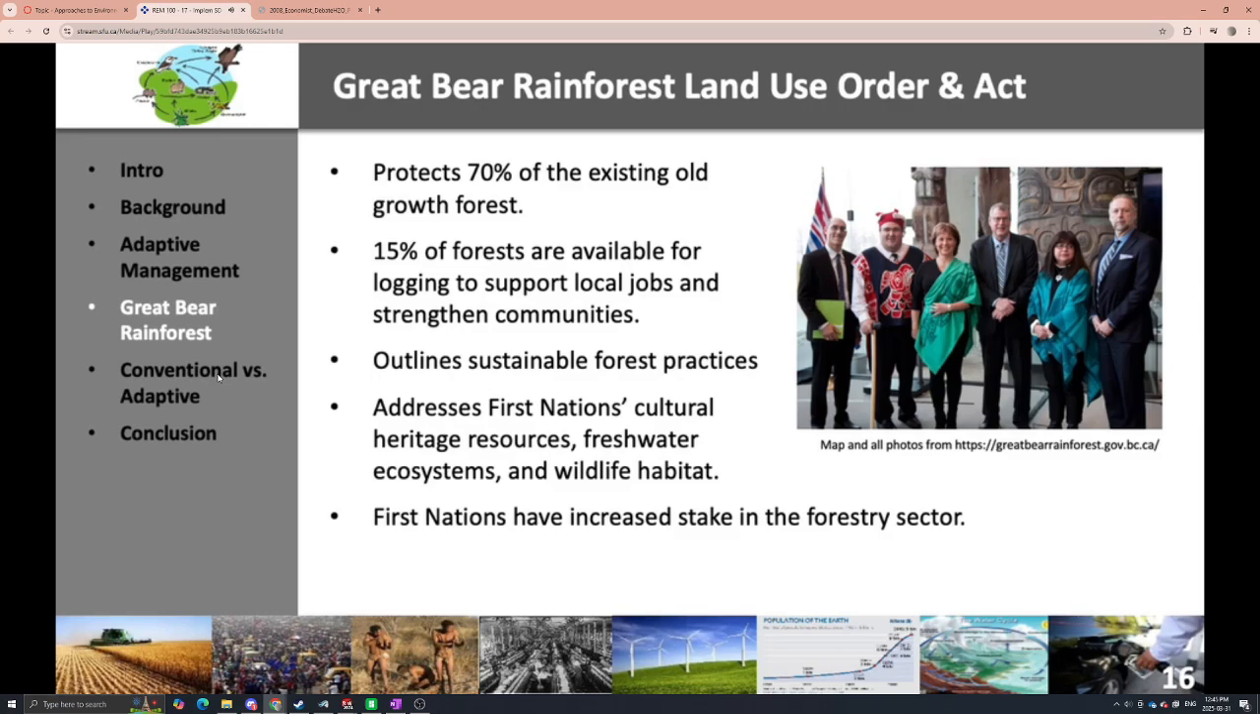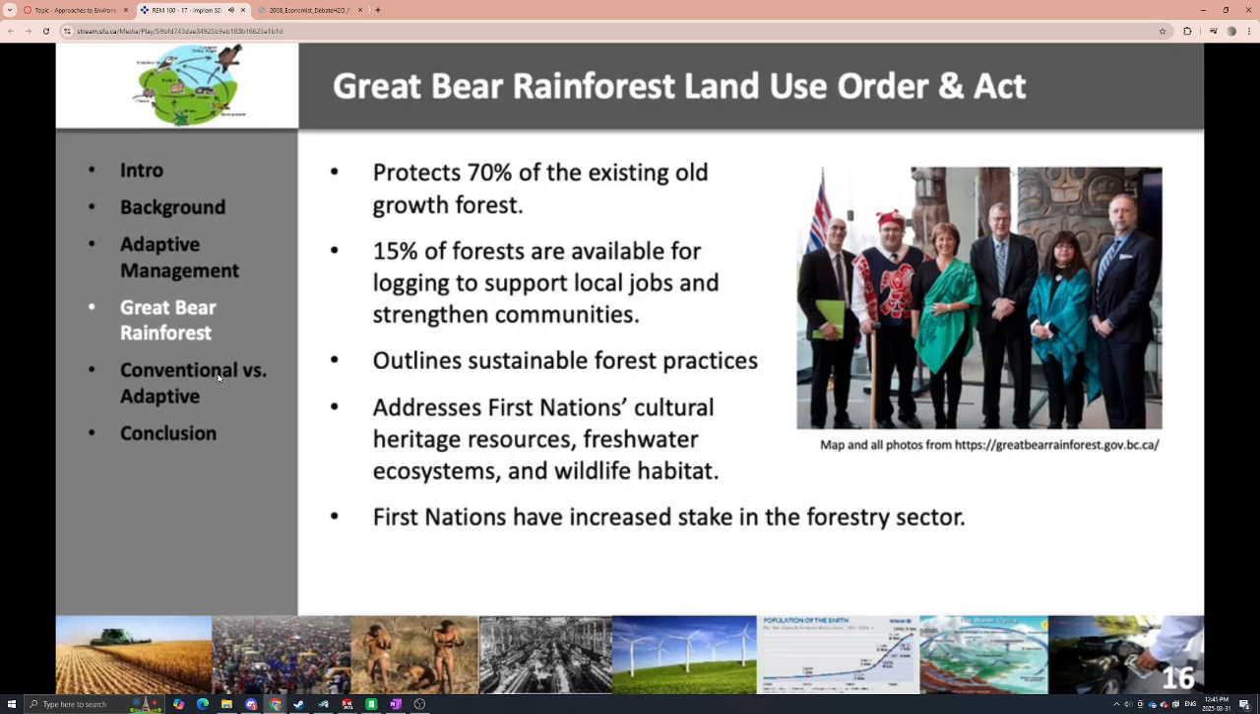This includes that while 70% of the existing old growth forest is protected under the agreement, 15% of all forests are available for logging. This is to ensure that there are jobs for local communities. The agreement also outlines how logging should be done so that the logging is sustainable and can support all of the communities over the long term, ideally forever.